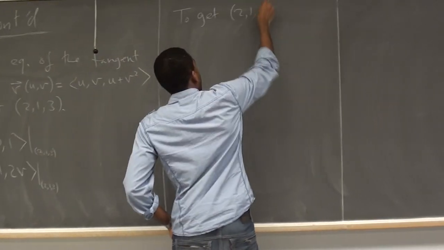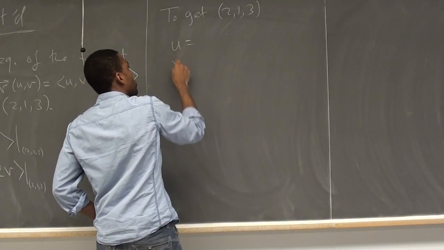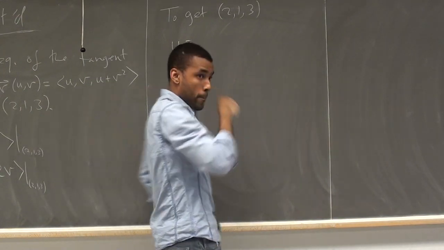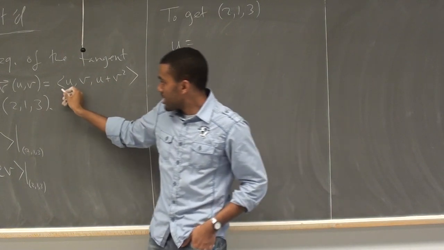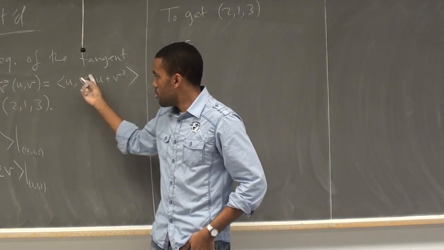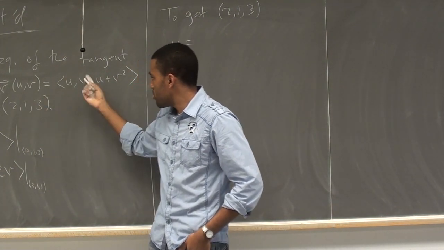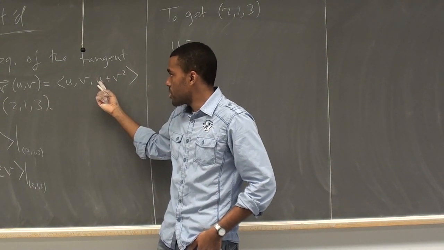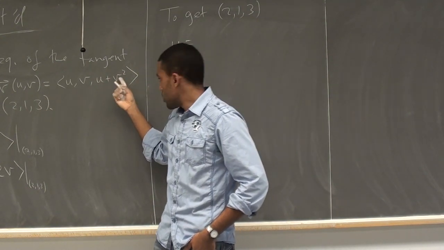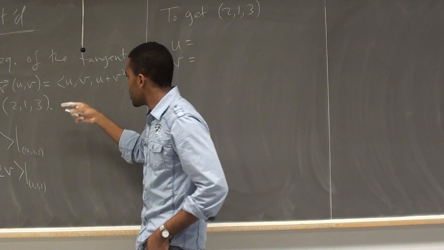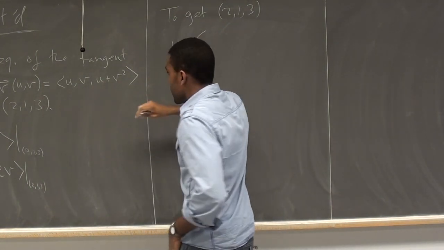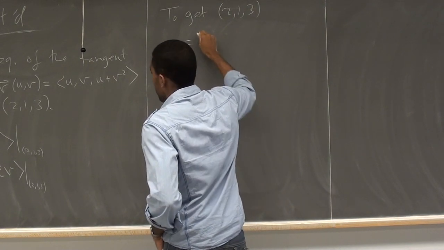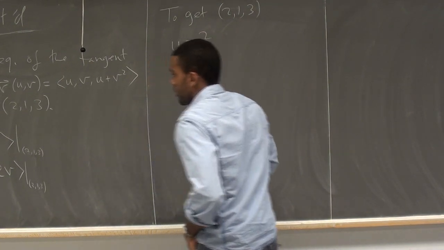To get 2, 1, 3, u must be equal to what? v must be equal to what? u must be equal to 2, v must equal 1. You set this equal to that point and match them up, right? So u must be 2, v must be 1, and this would obviously be 1 plus 1, 1 plus 2, plus 2 1, plus 1. So you get 3. So your u must be 2, your v must be 1, right?